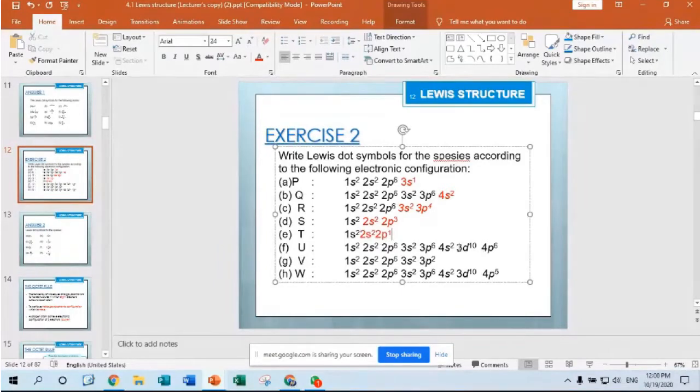So in this case, be careful, it is 4s2, 4p6. This one is 3s2, 3p6. This one is 4s2, 4p5, group 17. Okay, just a short review.